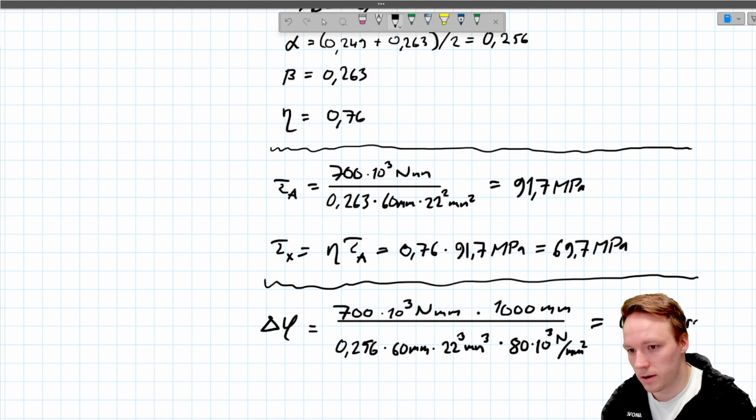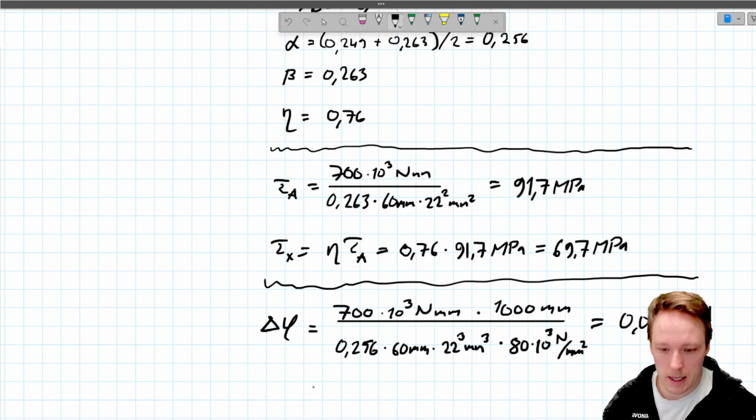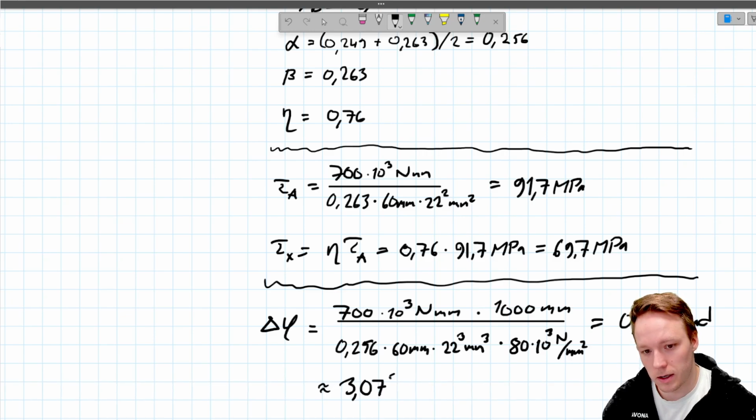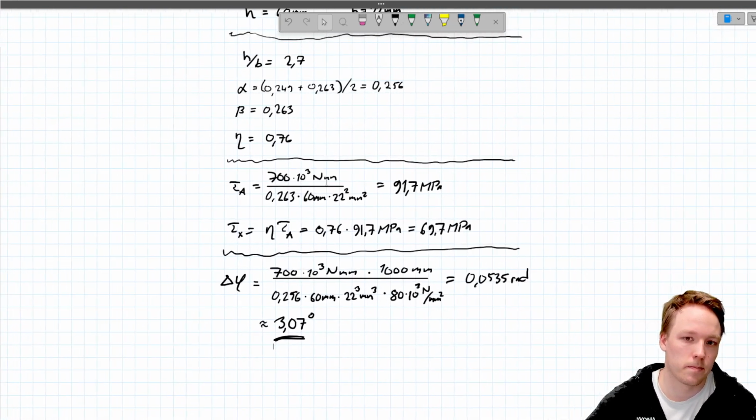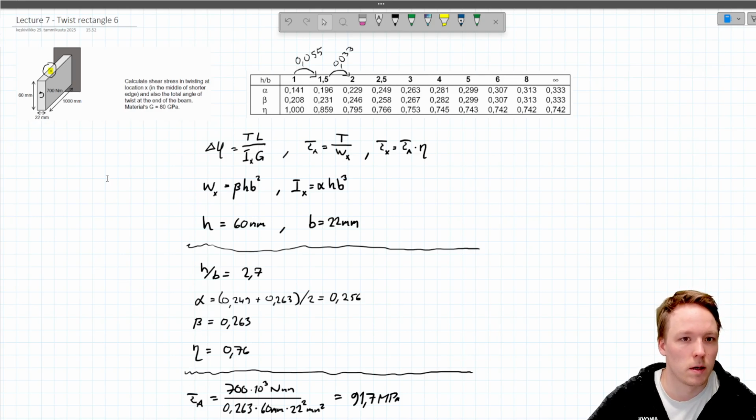This will give us a value of 0.0535 radians, and that in degrees is roughly 3.07 degrees. So now we know the shear stress on the shorter side, and we also know the total twist at the end of that bar.